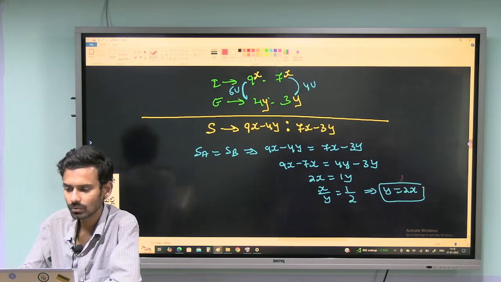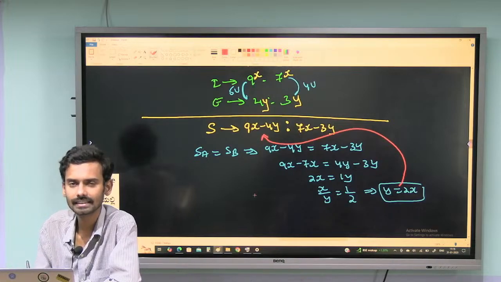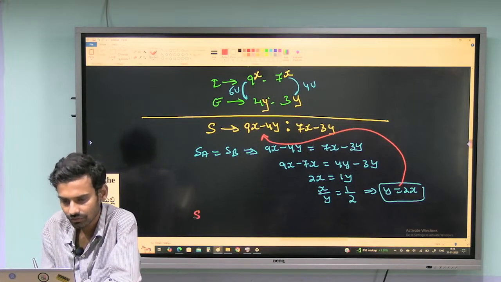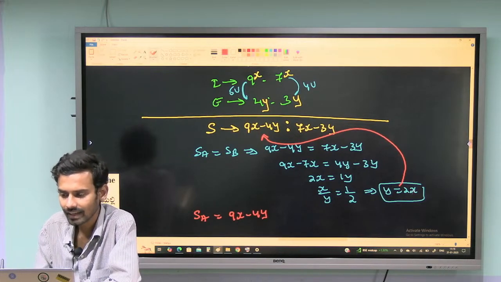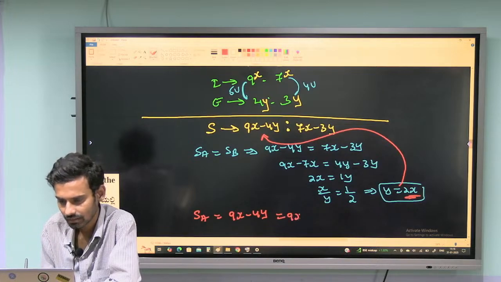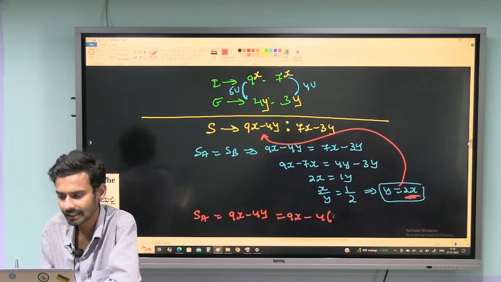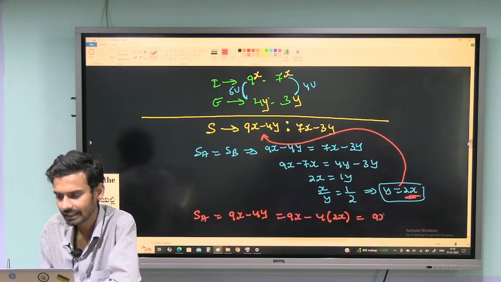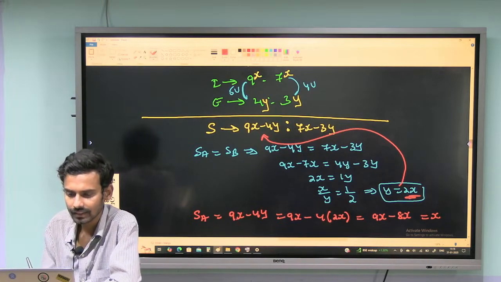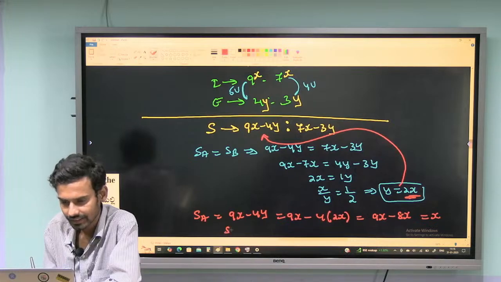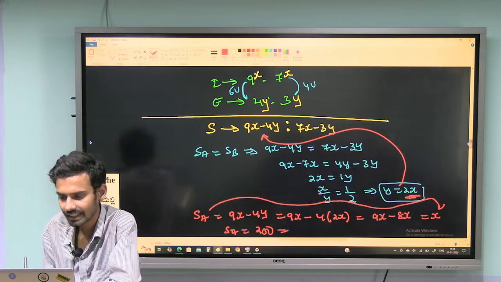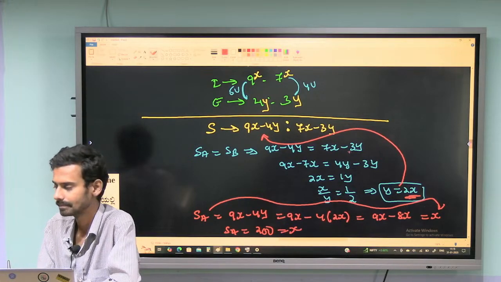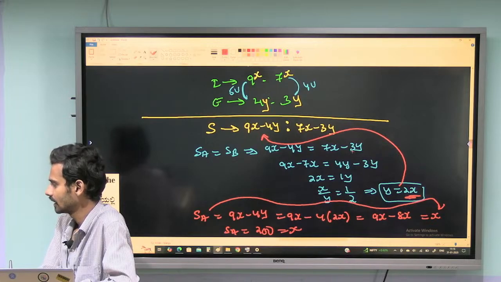Now apply y is equal to 2x in either the saving of A or the saving of B. The saving of A is 9x minus 4y. But the y value is 2x, so 9x minus 4 into 2x gives 9x minus 8x, which is x. According to the question the saving is 200, and here the saving is x, so is it that the x value is 200? Is it so?